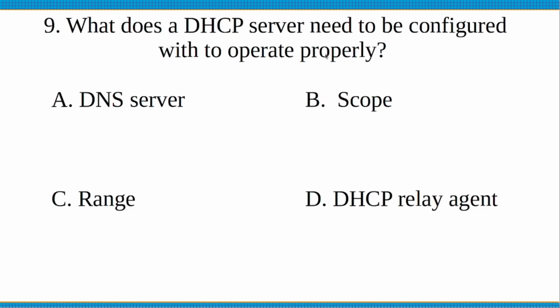Question number 9. What does a DHCP server need to be configured with to operate properly? A. DNS server. B. Scope. C. Range. And D. DHCP relay agent.